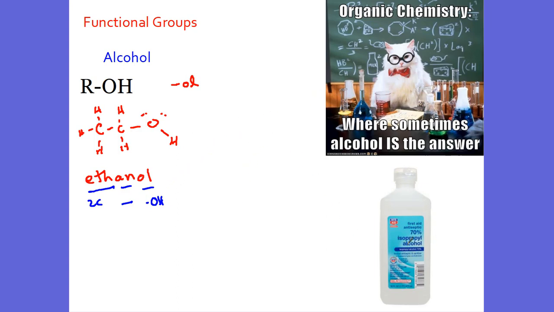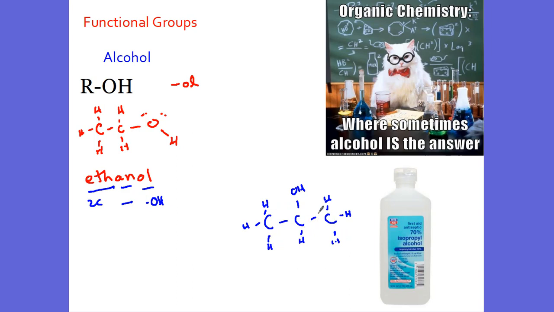Ethanol is the name for that alcohol. Okay, you can see down here, we have isopropyl alcohol. What does propyl mean? What does propane mean? It's three carbons: one, two, three. The iso in isopropyl alcohol means the OH is coming off the second carbon here. And so we have the hydrogens filling in the rest.